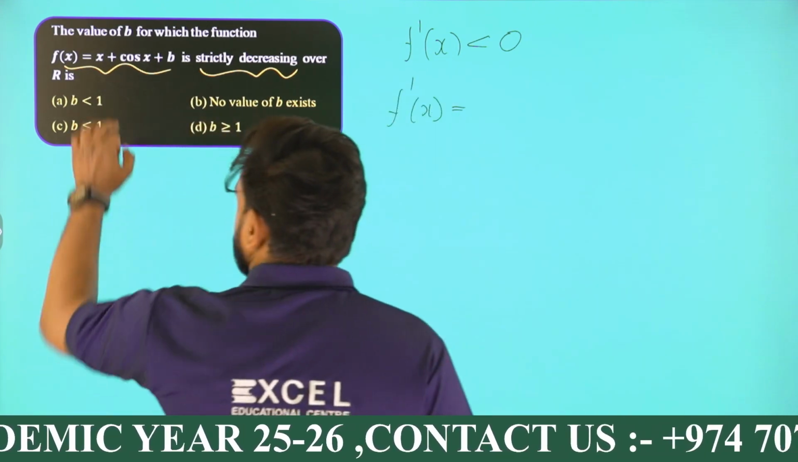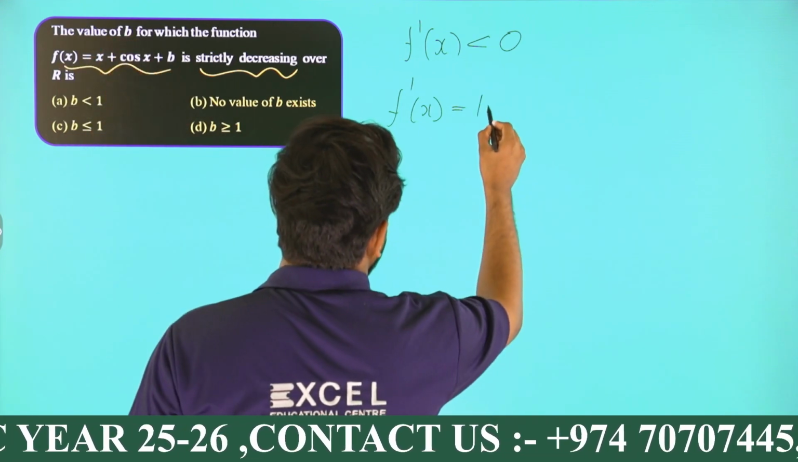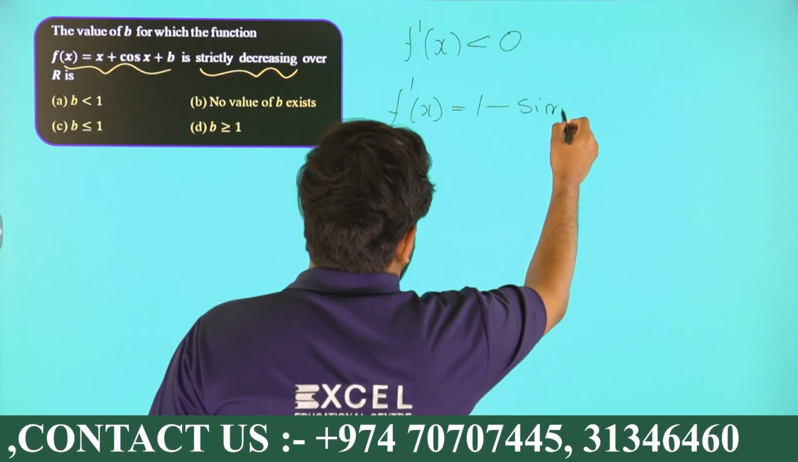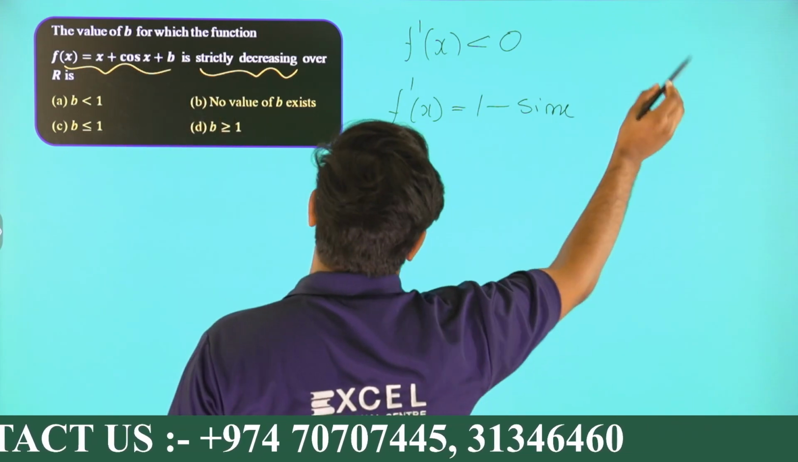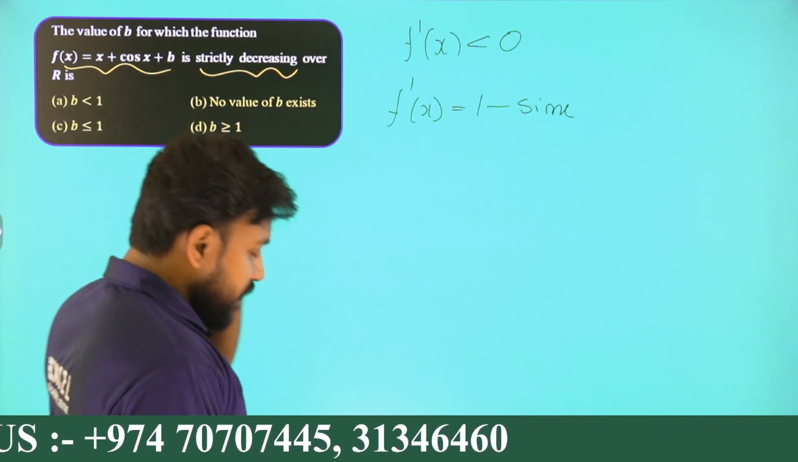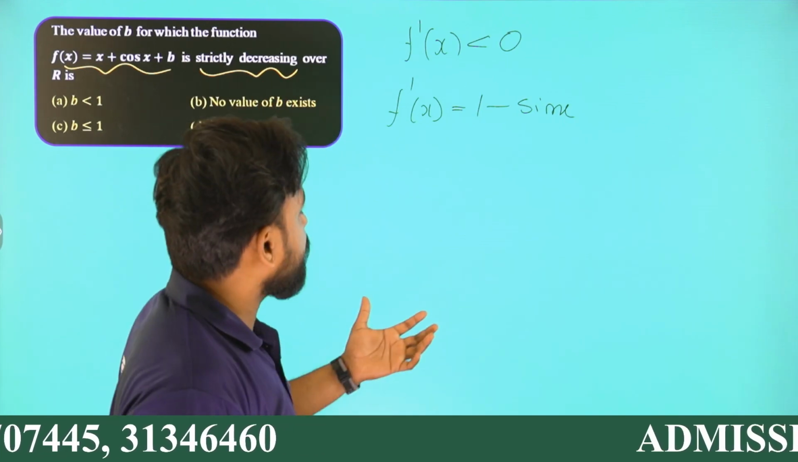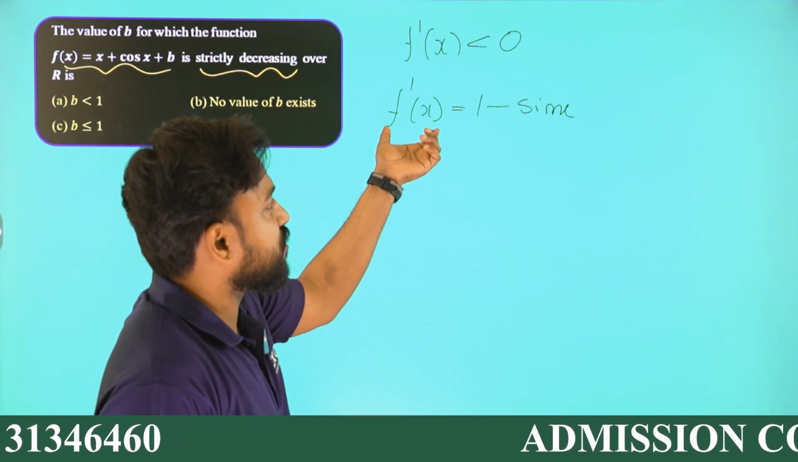What is f dash of x? Derivative of x is what? 1. And derivative of cos x is what? Minus sin x. And derivative of b is what? 0. You don't need to write. So the interval they ask for is the interval where f dash of x is less than 0.